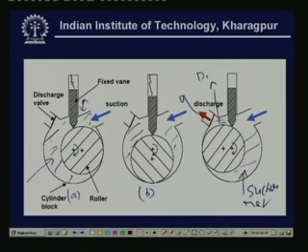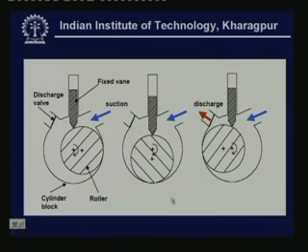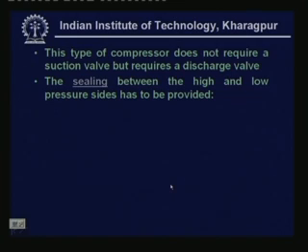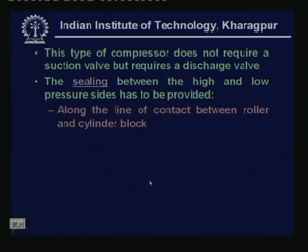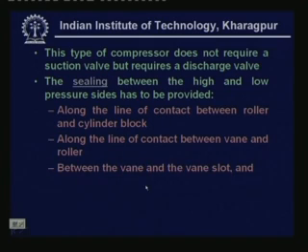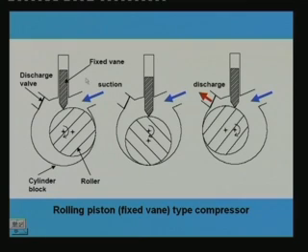So, this is the working principle and it is a very simple type of compressor. As I have already explained, this type of compressor does not require a suction valve, but it requires a discharge valve, and the sealing between the high and low pressure sides has to be provided along the line of contact between roller and cylinder block, along the line of contact between vane and roller, between the vane and the vane slot, and between the roller and end plate. So, let me explain this once again.